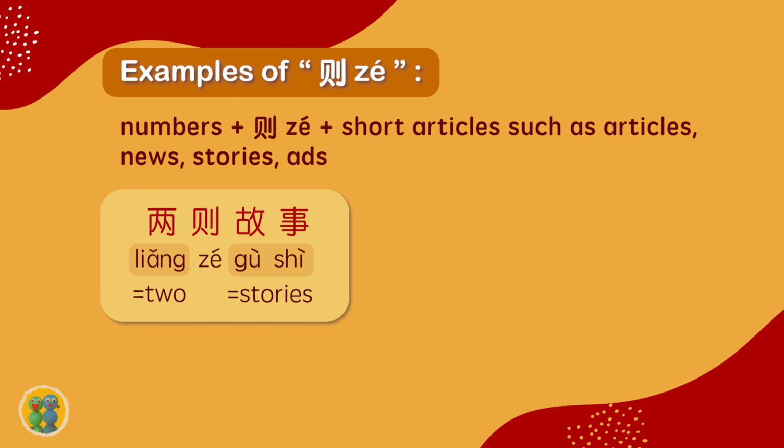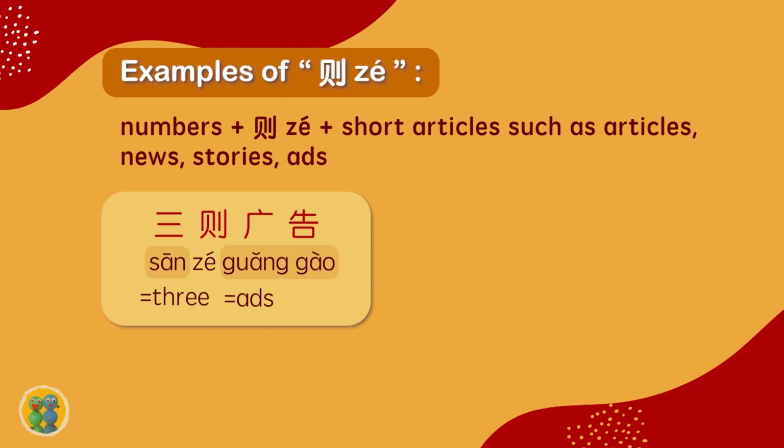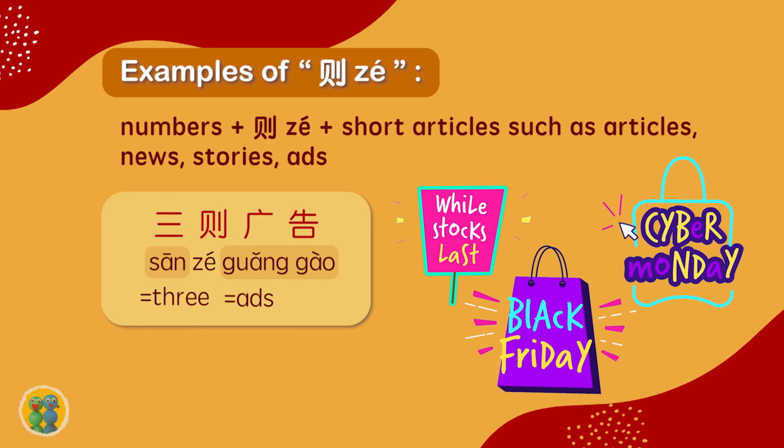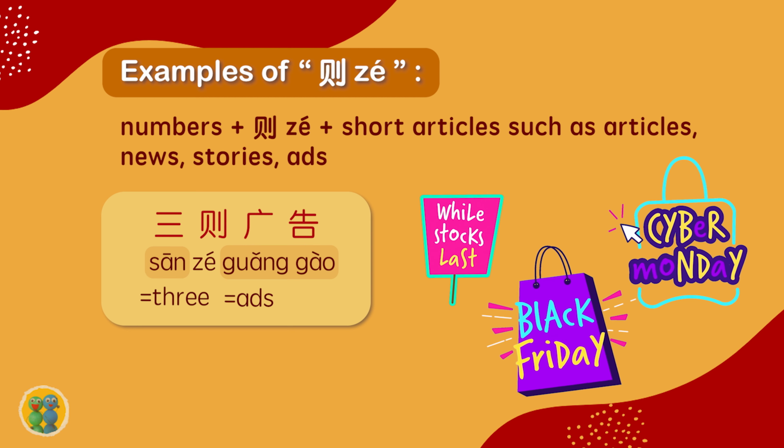两则故事. 两 means two. 故事 means stories. 三则广告. 三 means three. 广告 means ads.